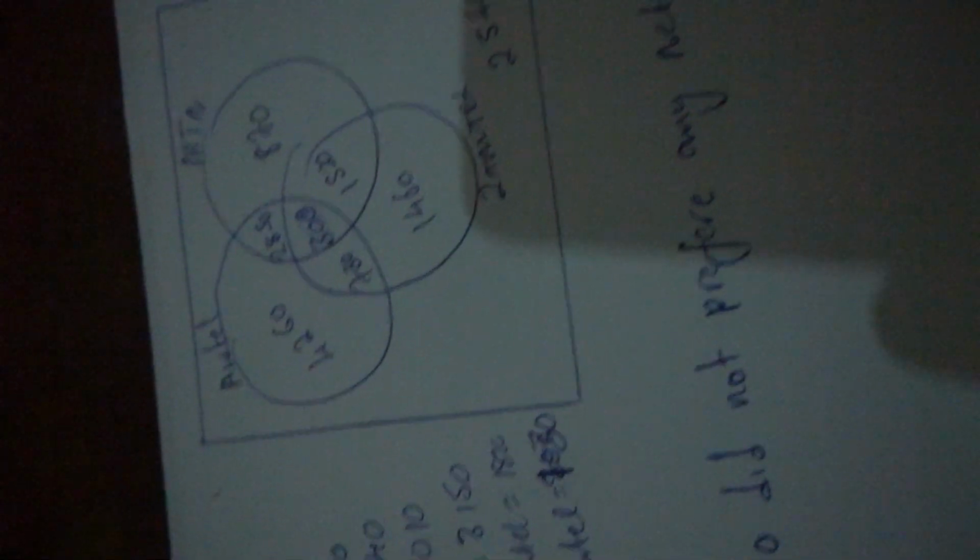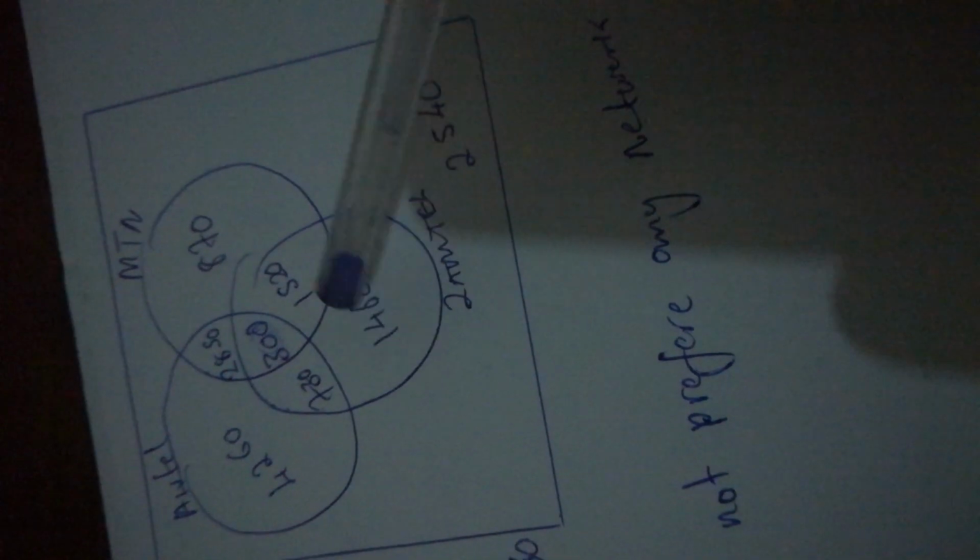Then you proceed to the second question. The second question was asking, find the number of subscribers who preferred Zamtel but not Airtel. So like I said, the key is about understanding. This is just language that you need to understand. So they are telling us to find the number of those who preferred Zamtel but not Airtel.